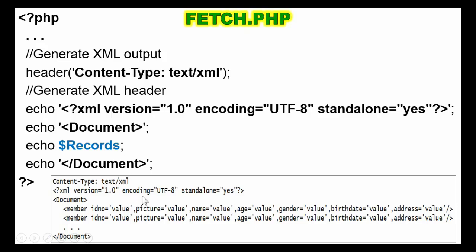This is an example of the contents of an XML package that is sent by the server PC to the client PC. It contains the header followed by the document tag and then followed next by the member tag. Every member is one record of information.